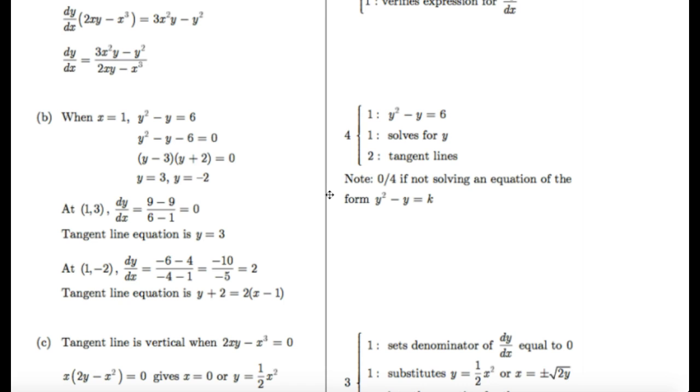So I want you guys to go ahead then and take a look at these next couple of free response questions and a couple of questions out of the book that we're going to do in class.